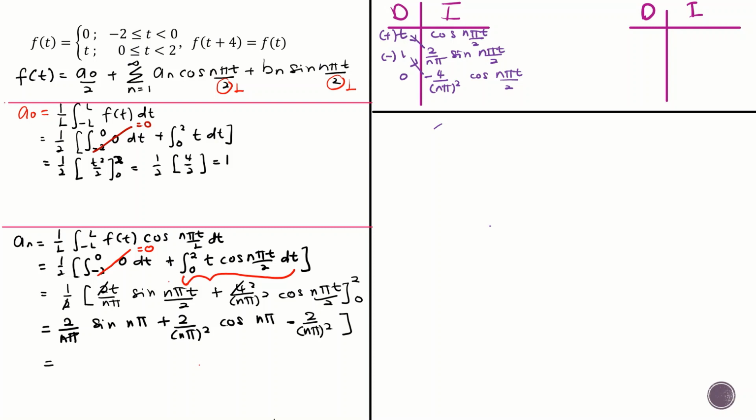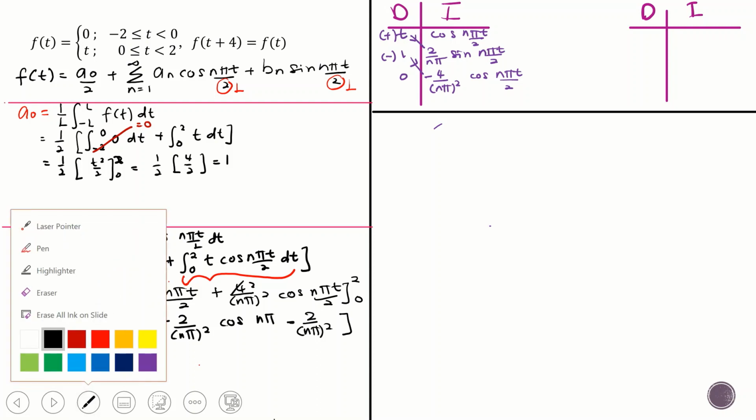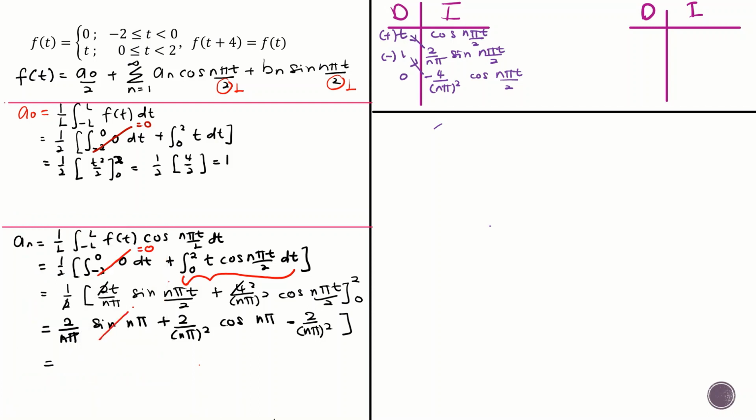Remember in the previous video, I've shown you that we're going to use some useful trigo identities to simplify the answer. Sine n pi is always 0. Cos n pi is minus 1 to the power of n. Then our answer for an is 2 over n pi squared, negative 1 to the power of n minus 1.